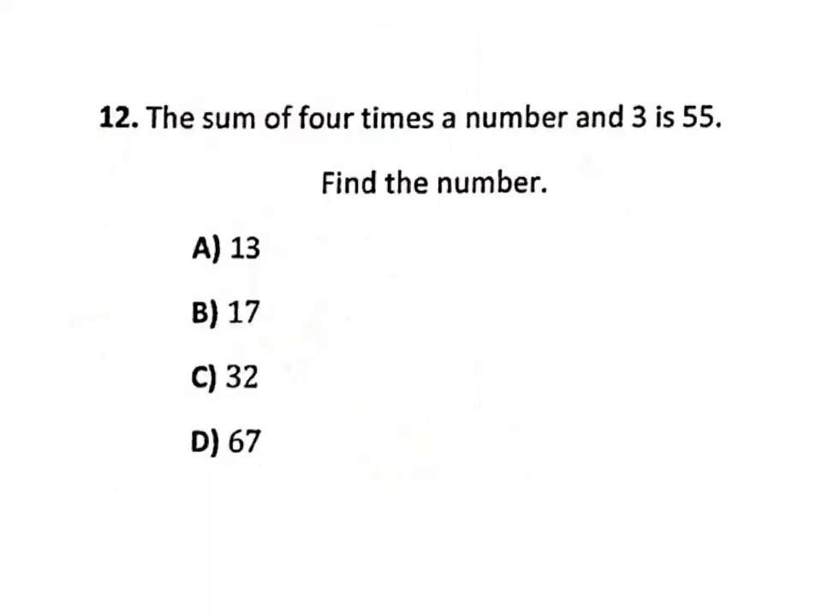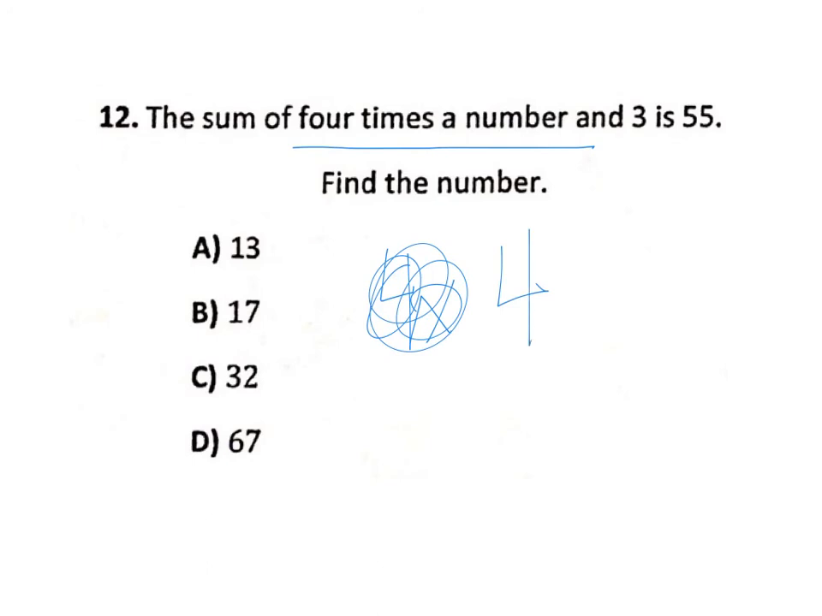Number 12, the sum of 4 times a number. So 4 times a number looks like that. 4 times a number and 3 is 55. So there's your equation. You could also use substitution and say, okay, 4 times 13 plus 3, does that equal 55? If yes, then that's correct. If not, then you check the other choices.